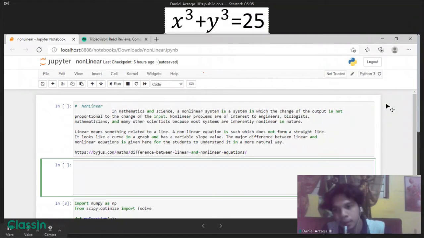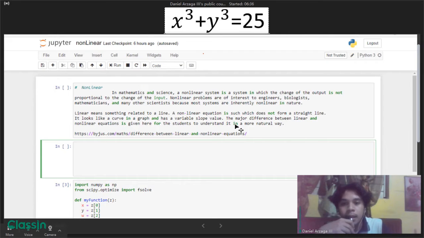Diba, linear is something related to a line. And nonlinear naman is yung which does not form a straight line. It looks like a curve in a graph and has variable slope value. The major difference between linear and nonlinear equations is given here for the students to understand in a more natural way. So, ito yung example ng problem for nonlinear.